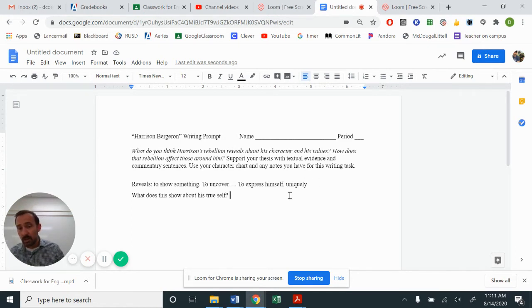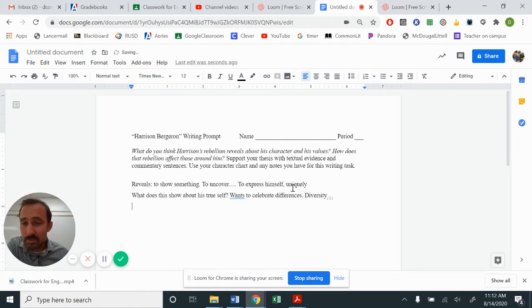If he wants to express himself uniquely, that means he wants to celebrate differences. He wants to be able to be unique, be different. He thinks that there is beauty in seeing the diversity of everything. Ooh, that's a good word. I like that word. I'm going to use that word right there.